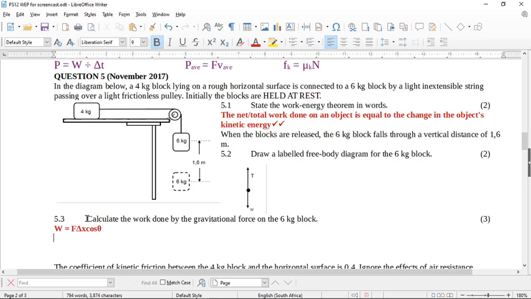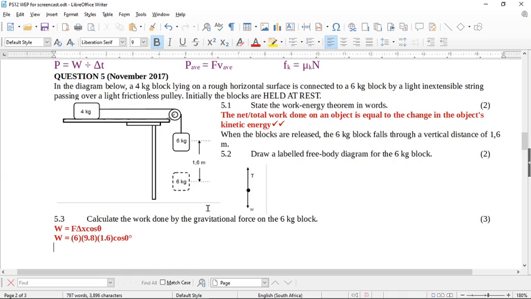So the work done is going to be the work done by the gravitational force. So the gravitational force is mg, the mass or the weight of the block. So the mass of this block is 6 kilos. The acceleration due to gravity, because it's mg, is 9.8. My delta x, it says to you that it falls through a vertical distance of 1,6 meters. And it is the cos of 0, because which way is gravity going? Down. Which way is the block going? Down. So that's why it's the cos of 0.